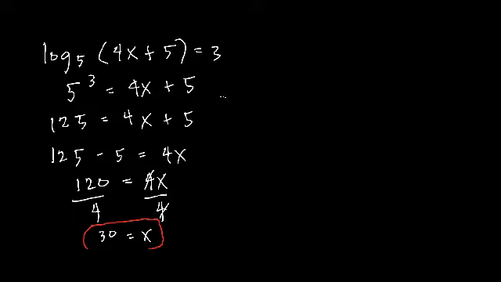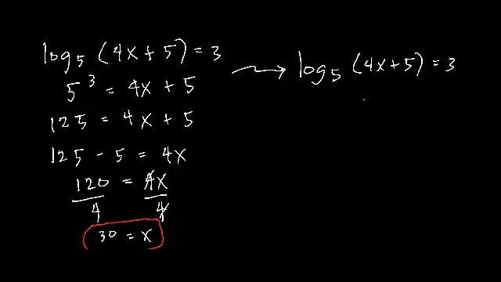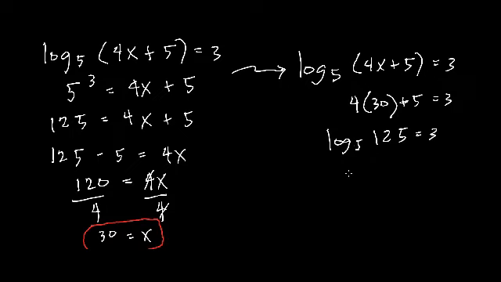Okay, so for our checking, we have log base 5 of 4x plus 5 is equal to 3. So we have 4 times 30 plus 5 is equal to 3, and 4 times 30 is 120 plus 5, we have 125 is equal to 3. So we have log base 5 of 125 is equal to 3. By converting that in exponential form, you have 5 to the third power is equal to 125. And 5 to the third power is 125 is equal to 125. Okay, let's have another one.